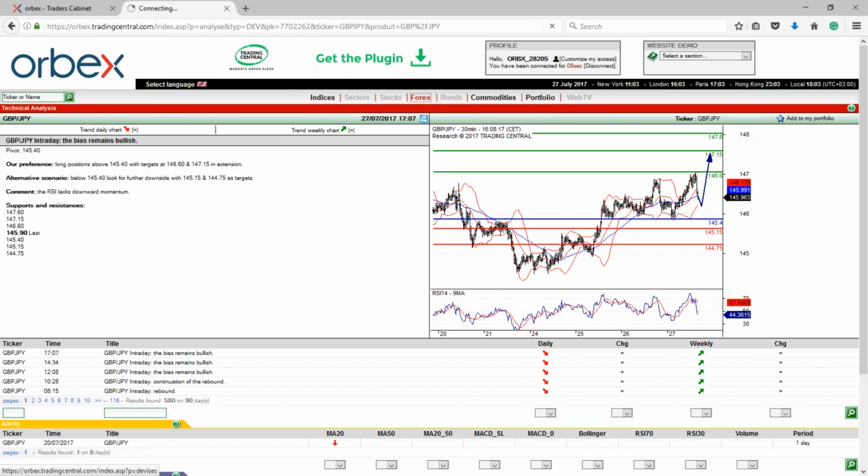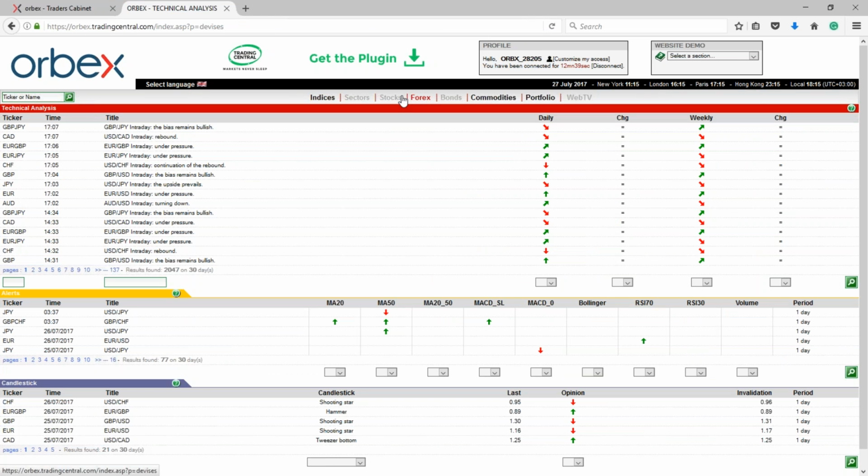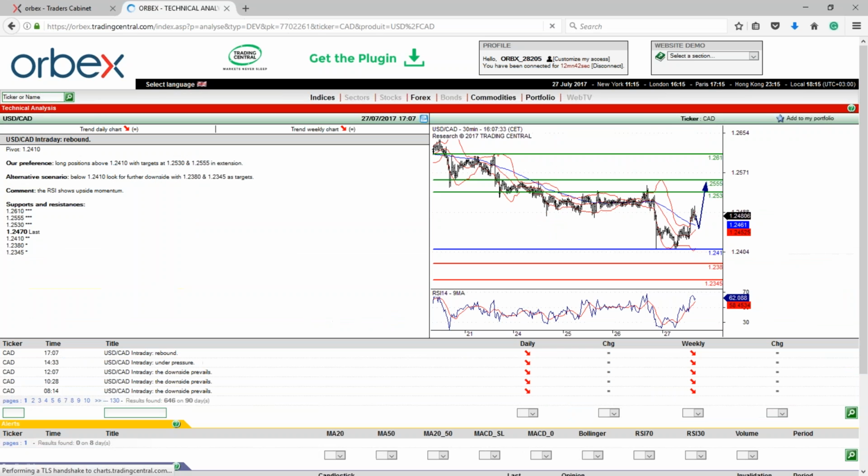If we go back to the dashboard quickly and pick out another pair. So here we have the dollar CAD, so the loonie. So you can see here, okay, we've got our preference long positions above 124.10 with targets at 125.30 and 125.55. Okay, so every day for each of these intraday updates that Trading Central give, they give you the key levels to monitor and they give you their trading preference. Okay, so when you're monitoring these updates each day, they're actually giving you specific areas that you can look to target, and they're giving you this pivot.